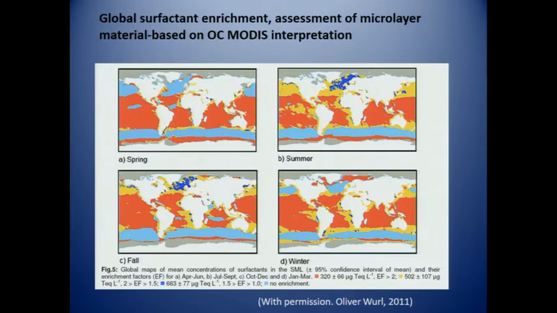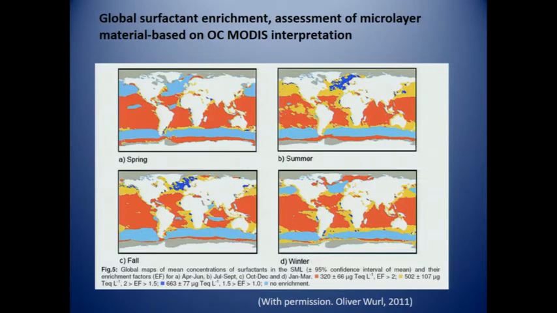Now, he did more than 300 different cruises, and then he could correlate for each chlorophyll concentration the surfactant concentration, and by doing this, he could create these maps. What you can see is that at the equator there is a low concentration of surfactants most of the year. The colors, I don't think he picked the right colors, but be that as it may.